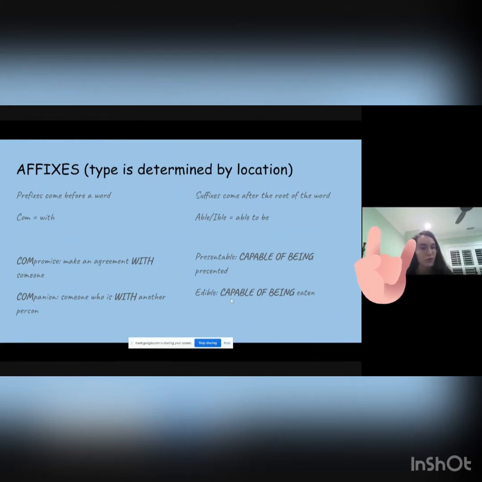The next type of affix we will be talking about is suffixes, and they come after a root word, so at the end of the word. An example of a suffix is able or ible, and they both mean able to be. Here are two examples. We have presentable, which has the suffix able, and that means capable of being presented. Then we have edible, which is capable of being eaten. We get that suffix there, ible, which is able to be, and this is able to be eaten.